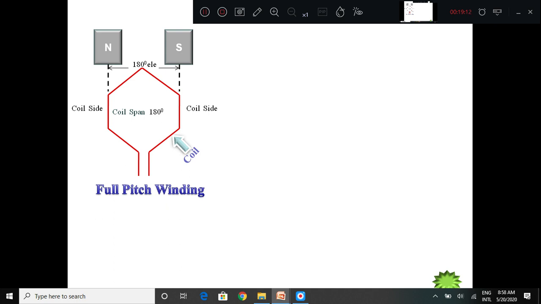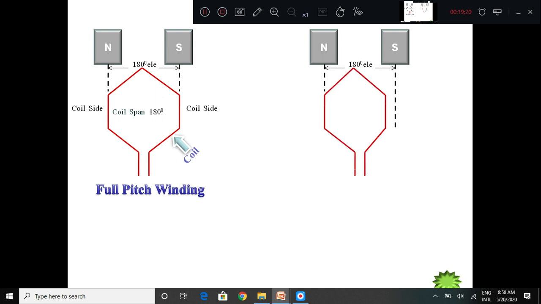Whereas if the coil span is less than 180 degrees, then it is called a short pitch winding. This is a full pitch winding, this is a short pitch winding.